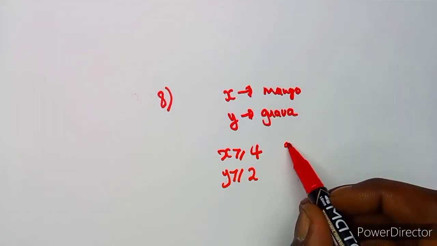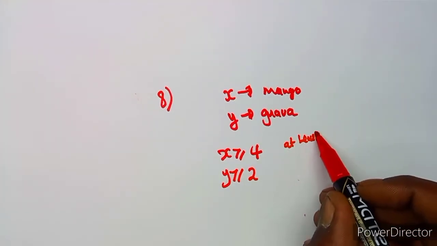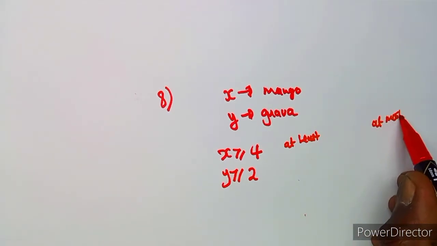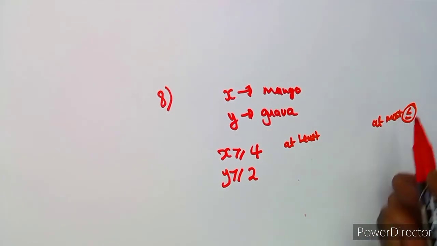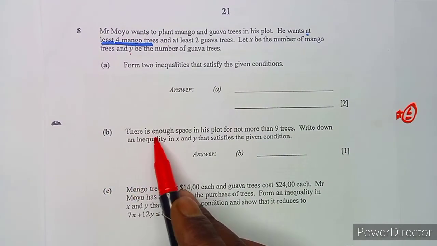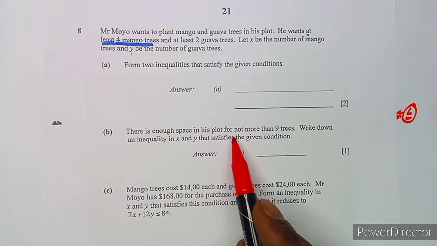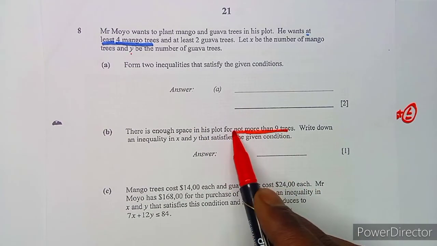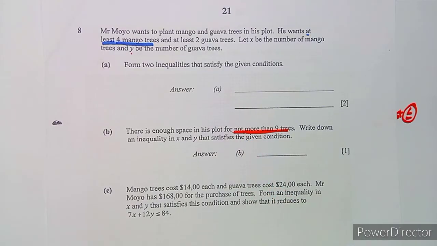Okay, so this is "at least", that's greater than or equal to. If it is "at most", this one is going to be less than or equal to. So then, there is enough space in his plot for not more than 9 trees, which means they can be up to 9 or they can be less than 9.